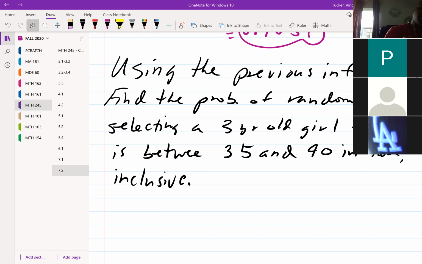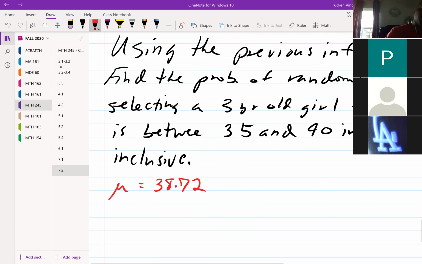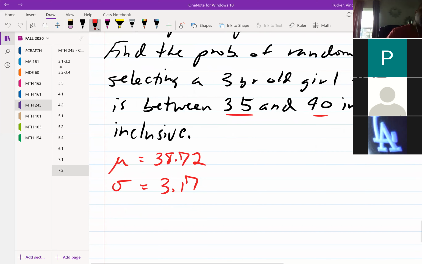All right, so just like before, write down your given information. Our mean, 38.72. Standard deviation, 3.17. Now we have 2 data values. This time we have 35 and 40, so we're going to find the z-score of each one of them individually. I'll call 35 x1 and 40 x2.